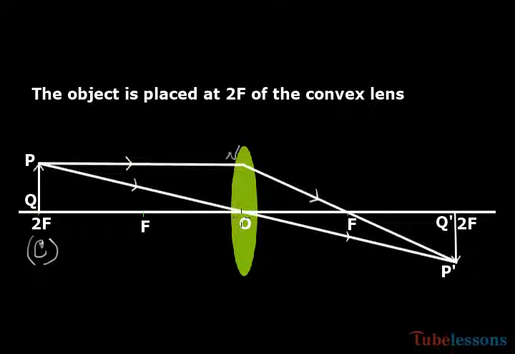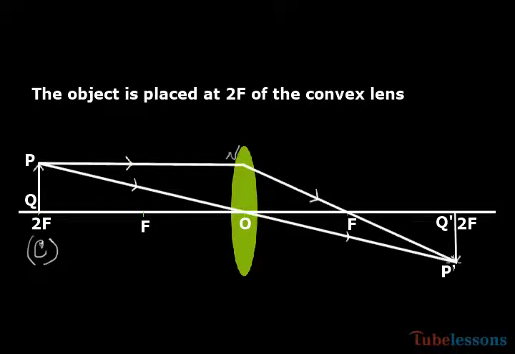O is the optical center of a thin convex lens. It is a fixed point on the principal axis of the lens inside the lens, after passing through which a ray of light passes undeviated. Without making any deviation, it converges at P dash. So the two rays converge at P dash, and in the same manner, all the large number of rays coming from the object PQ will converge.